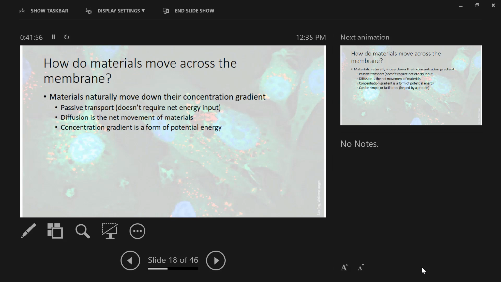Yeah, so this concentration gradient that a cell can set up, it's a form of potential energy. Because if you allow those things to move, now you've got kinetic energy. And again, that kinetic energy you can use to fuel processes. Now, diffusion can be both simple, in which it's just moving directly through the membrane, or it can be facilitated, where it's moving through what? A protein channel, okay? A protein channel, or a transporter, whatever you want to call it.